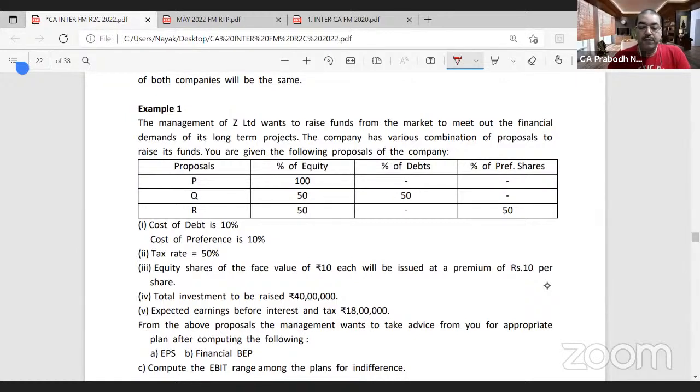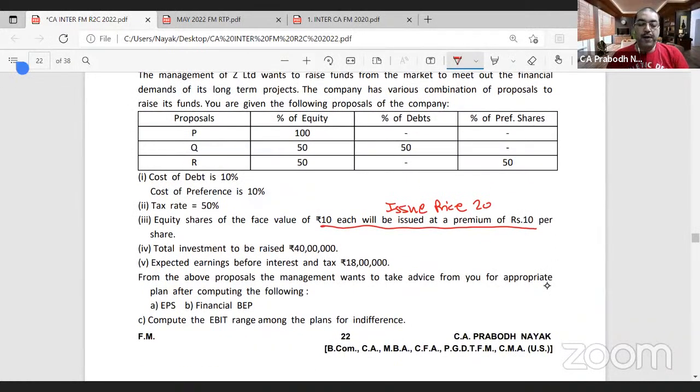Cost of debt is given as 10%. Cost of preference is 10%. Tax rate is 50%. Equity shares with a face value of 10 rupees each will be issued at a premium of 10 rupees. So issue price of the equity shares is 20 rupees. Total investment to be raised is 40 lakhs. Expected earnings before interest and tax, EBIT, is 18 lakhs. From the above proposals, the management wants to take advice from you for the appropriate plan. That means you have to find out which is the most appropriate plan after computing the following: first, EPS, second, financial breakeven.